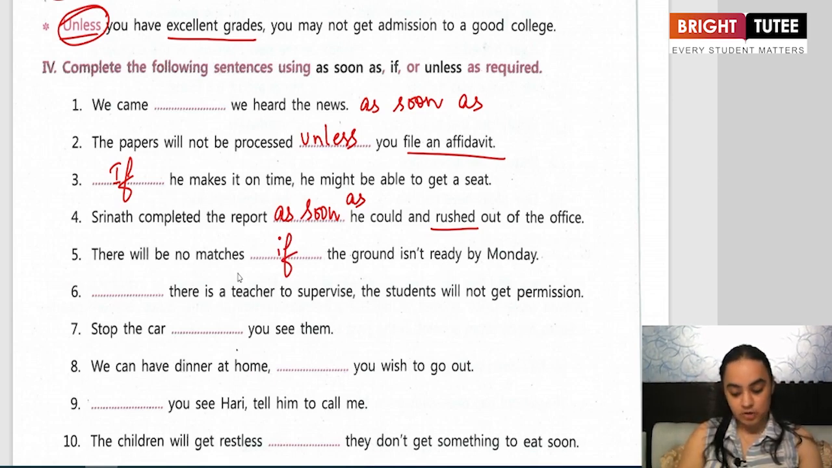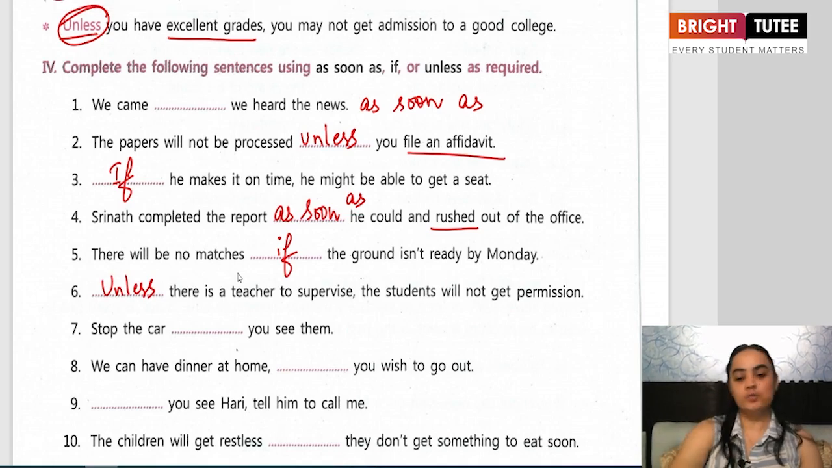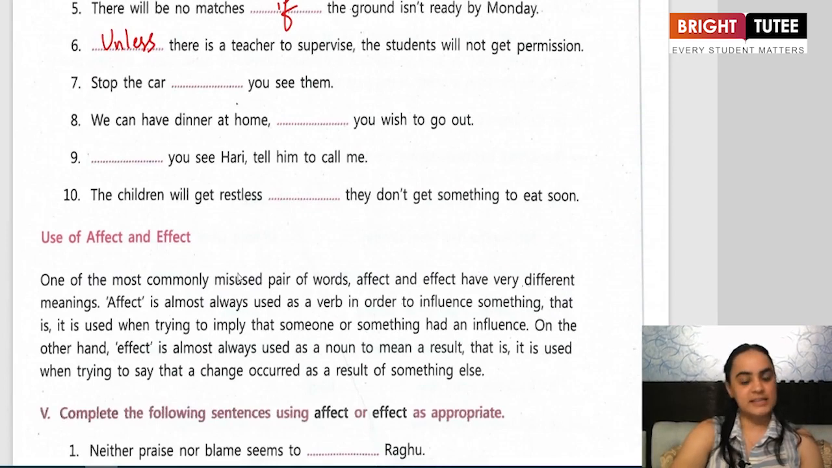Dash there is a teacher to supervise, the students will not get permission. So, what is the condition or the circumstance on which the permission of the students is dependent? The teacher has to supervise. So, unless. Okay. So, like this, my dear students, you are going to solve the rest of the 4 sentences as well.